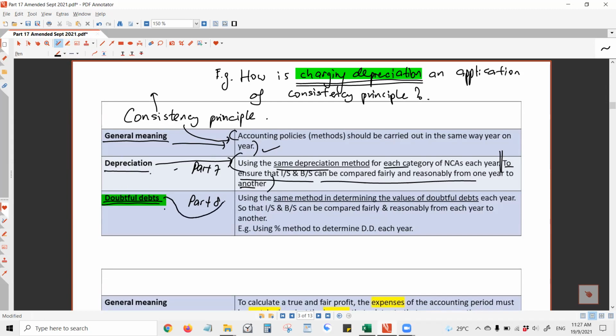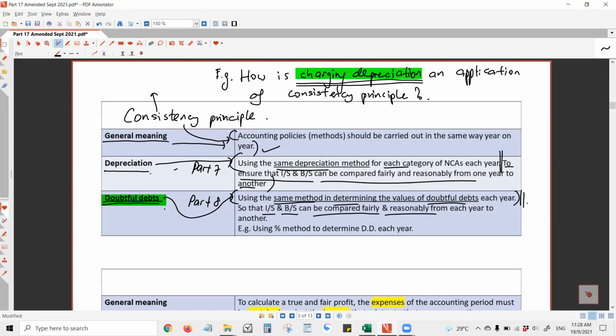Your answer will be this line: using the same method in determining the value of doubtful debt each year. So that's the answer. If they want you to continue to write, that means if it's a 2-mark question, then you continue to write the next line to ensure that income statement and SOFP can be compared fairly and reasonably.